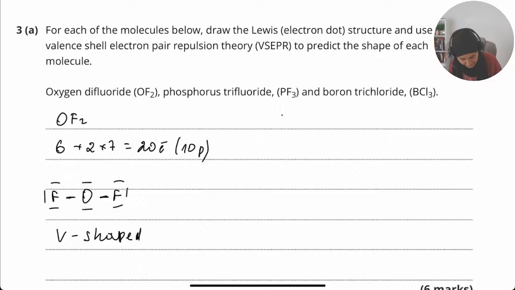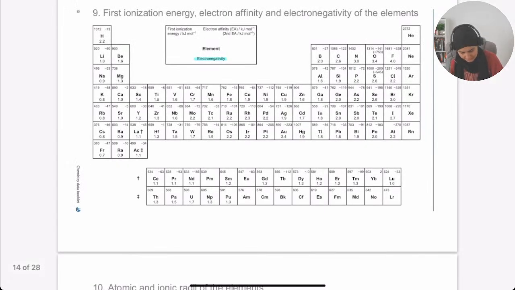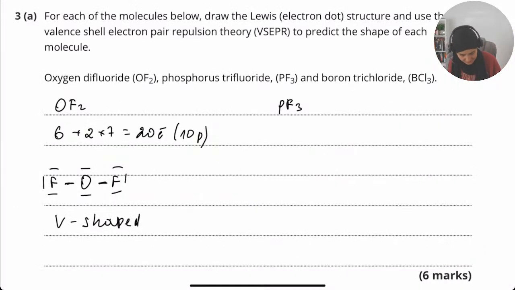Next one, PF3. I'm doing the same thing, so I find the number of valence electrons. So phosphorus, where is phosphorus? Phosphorus is in group 15, so that's 5 valence electrons. Fluorine again 7, nothing changed here. So 5 from phosphorus plus 3 fluorines, so 3 times 7, 21 plus 5, 26 electrons, or 13 pairs.